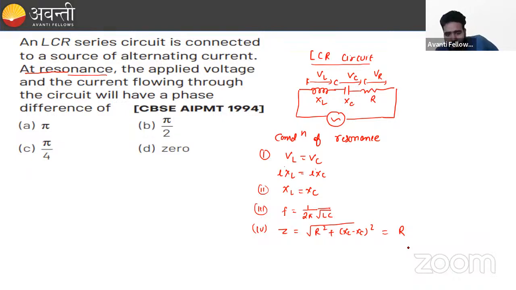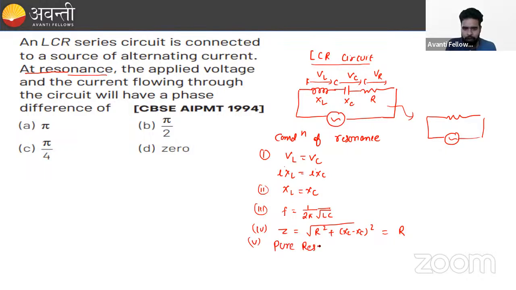So the total impedance of the circuit will be equal to the resistance of the circuit. It is behaving as if only a resistor is connected to this circuit. The circuit will become a pure resistive circuit. Correct? Our circuit will behave like a pure resistive circuit.